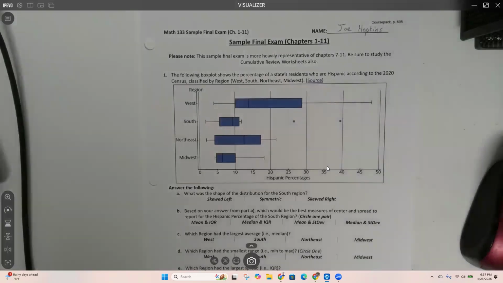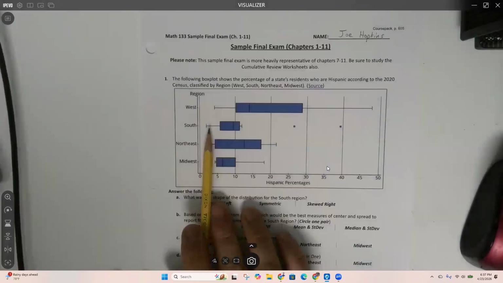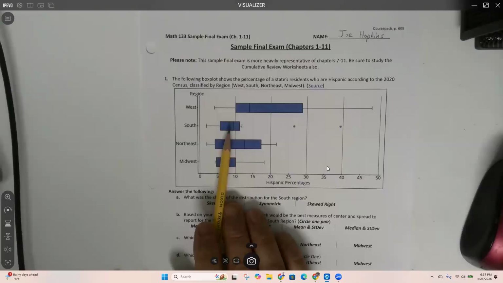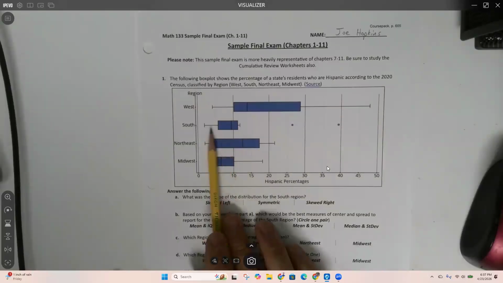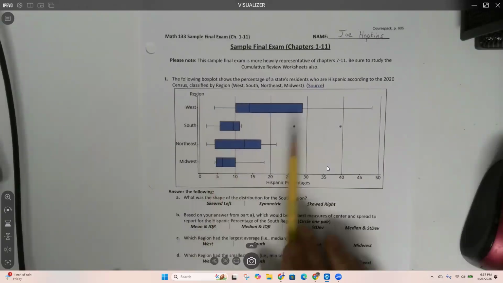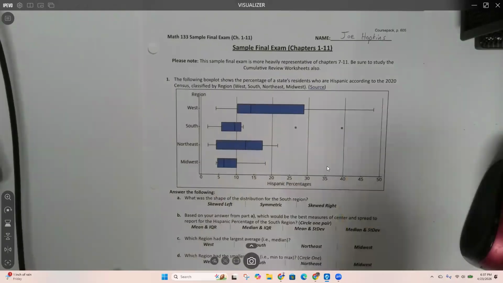So, anyway, question number one. The following box plot shows the percentage of a state's residents who are Hispanic. Question A: what was the shape of the distribution for the South region? The South region has a big line on the left and a big box on the left. I've got two people say skew left, two people say skew right. It's got some skew left because of this line and this box, but it also has two outliers off to the right.